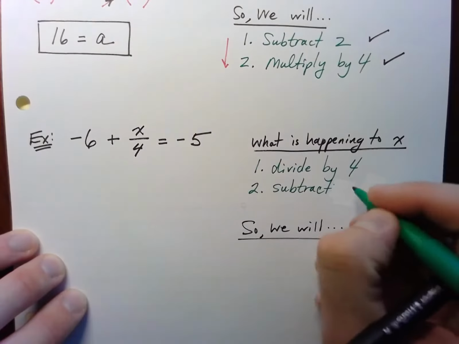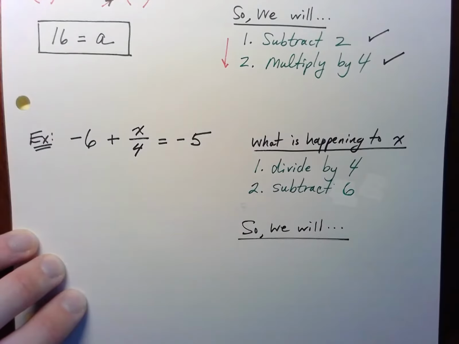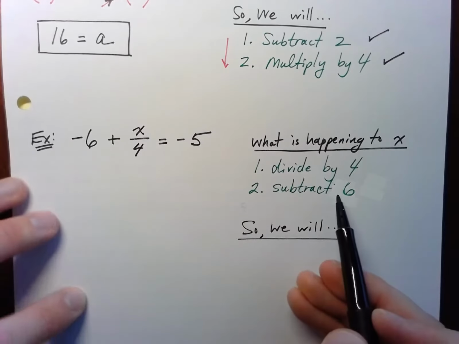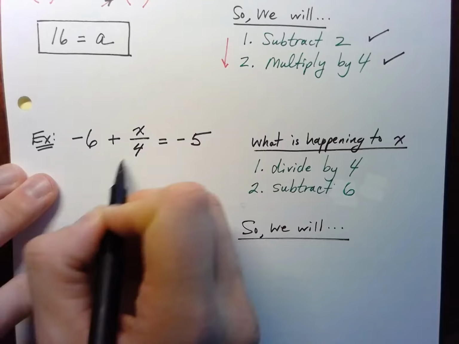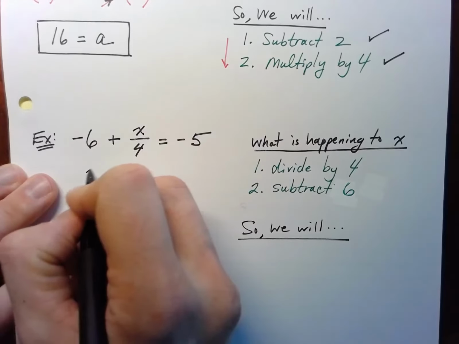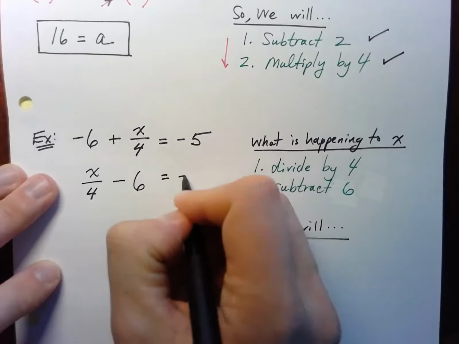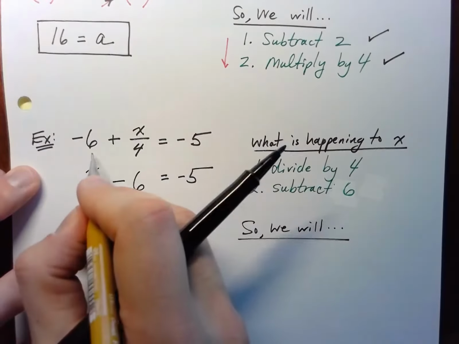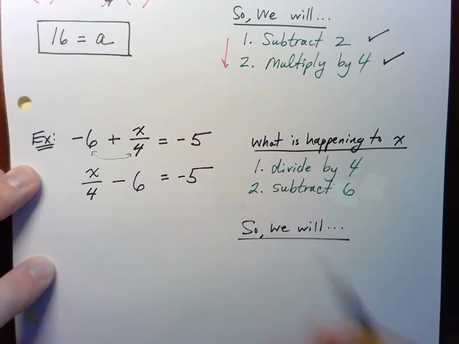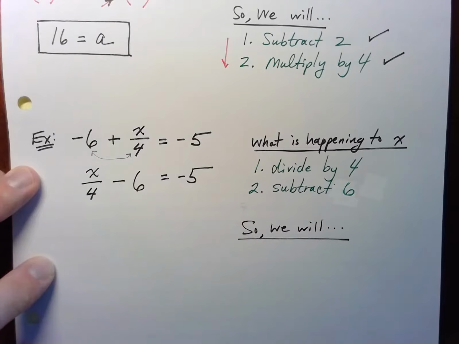I'll move this over. Got to make your notes look neat. So subtract 6, okay? And really what I'm saying there, the reason this is subtracting 6 is I'm just commuting these two back and forth here. So really we could just rewrite this as x over 4 minus 6 equals negative 5. These are the same thing. If you notice, all I did here was I just commuted those back and forth, and so that's where I'm getting this subtracting 6 from, okay?